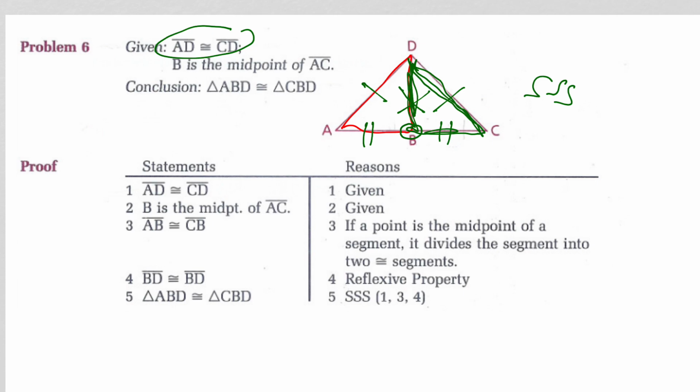You can see in the proof, AD is congruent to CD, given. They tell us it's the midpoint, but we need to turn that into a congruent statement. So AB is congruent to CB. You could just say definition of midpoint. And I like to put a little S here to say I've done a side, and an S here to say I have another side. BD is congruent to BD. Those are my three sides. Here I say side, side, side, and I say which three steps, which were 1, 3, and 4.